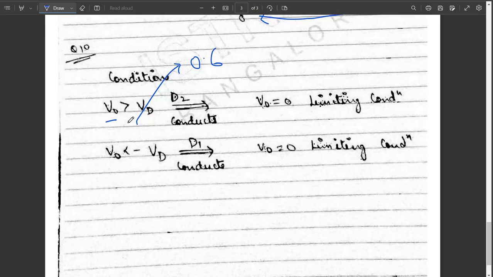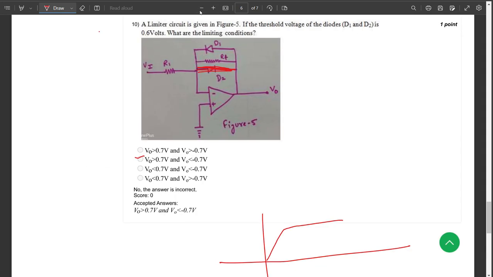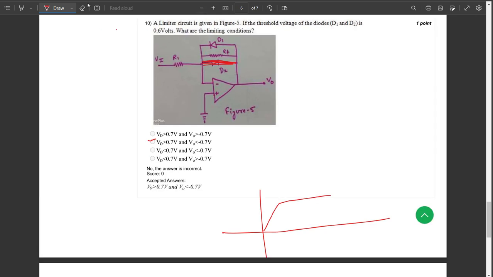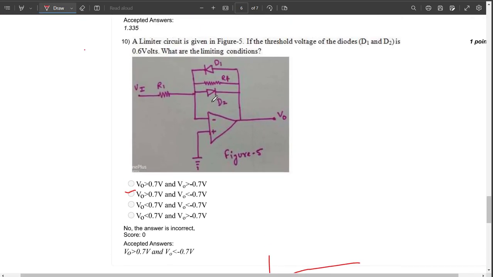Okay. So as soon as our voltage VO goes above the threshold voltage, our D2 starts conducting, and here it becomes a short circuit. And as soon as this becomes a short circuit, it directly travels, right? And our VO becomes zero. When the diode D2 starts conducting, because the threshold voltage is 0.6, above 0.6.